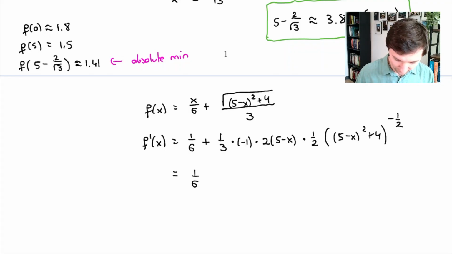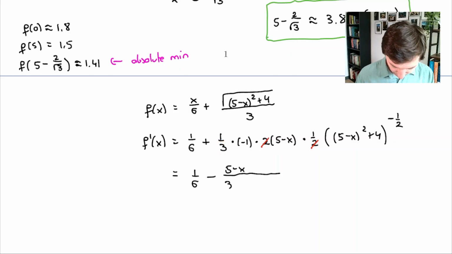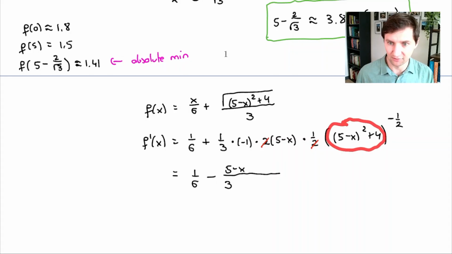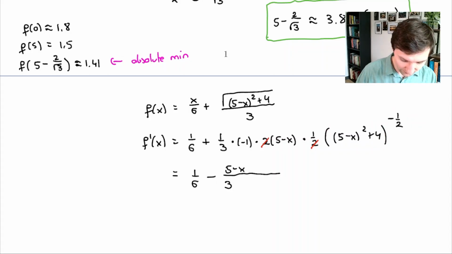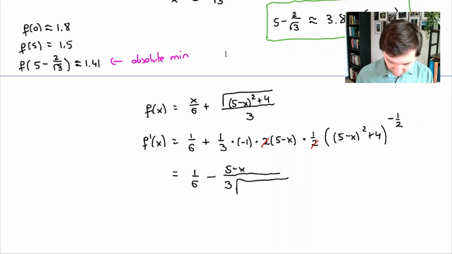1/6 stays the same. Then plus changes into the minus thanks to this negative 1. I see that I have 2 and 2 here. Those 2's divide out. In the numerator then, I am left with 5 minus x. In the denominator, I will have a couple of expressions. I definitely have 3 in the denominator. I also will have this expression in the denominator, because raising something to the negative power is the same thing as putting it in the denominator. So I get 3 times square root of (5 minus x) squared plus 4.